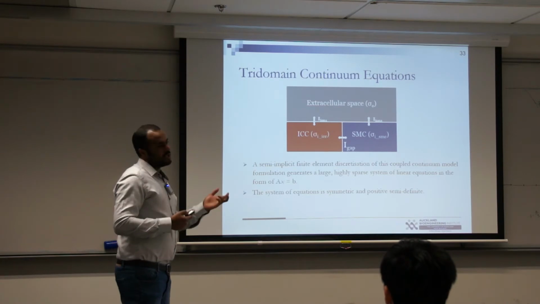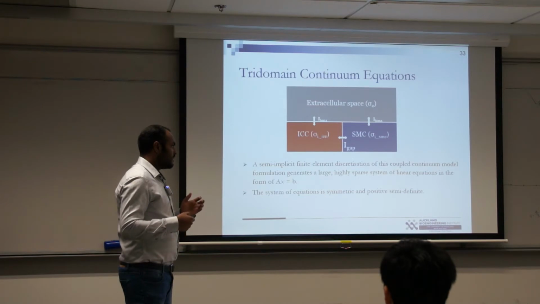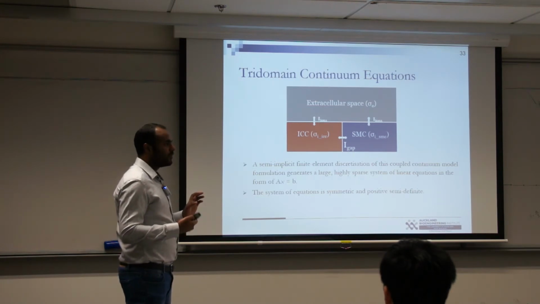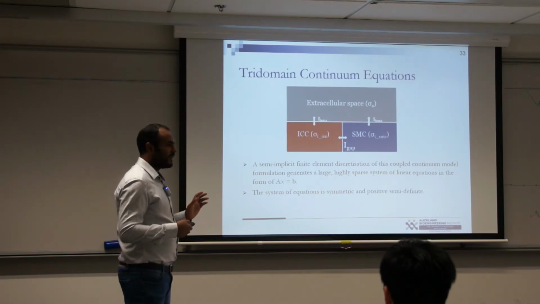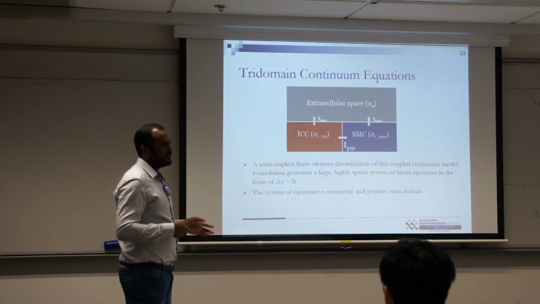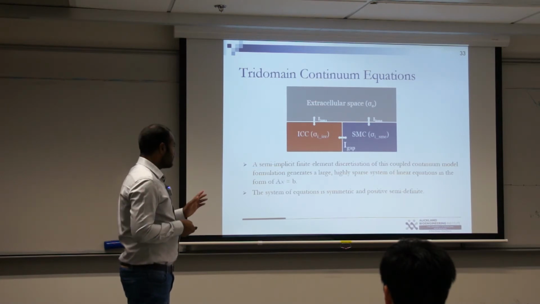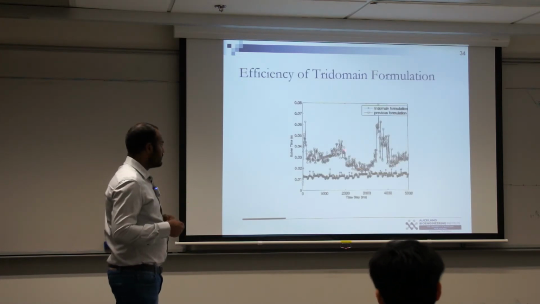So the tri-domain equation that we derived was symmetric, positive semi-definite. So it enabled us to choose robust solvers for solving such equations. Previously, with the extended bi-domain formulation, we had the problem of the matrices not being symmetric, and we were limited to the choice of the GMRES solver, which is considered to be inefficient. So that's one thing. This is the comparison between the previous model and the current model.